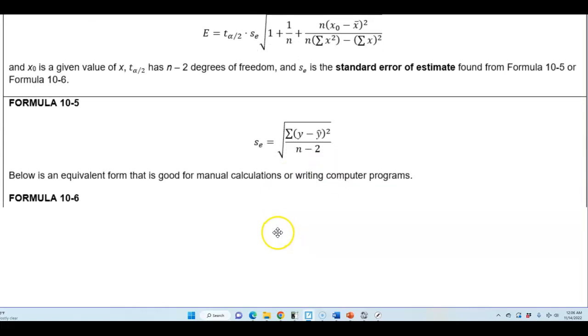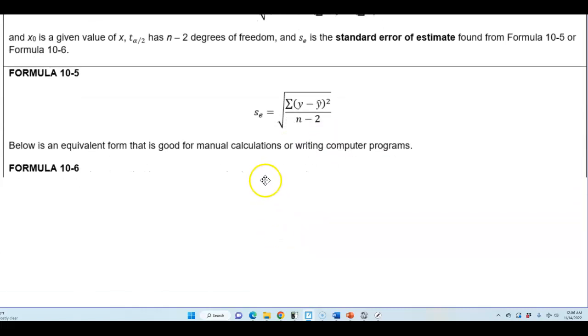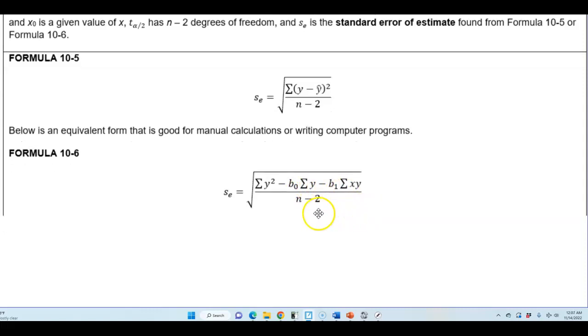And then below that is an equivalent form that is good for manual calculations or writing computer programs. This would be s subscript e, which is equal to the square root of the sum of y squared minus b subscript 0 times the sum of y minus b subscript 1 times the sum of x times y, over n minus 2.